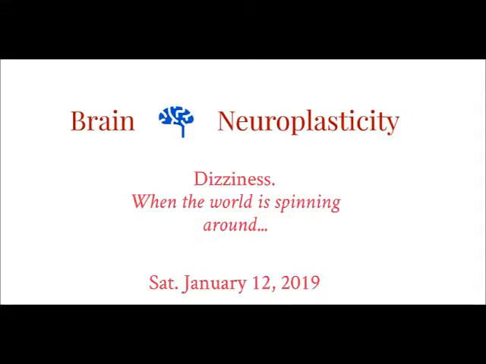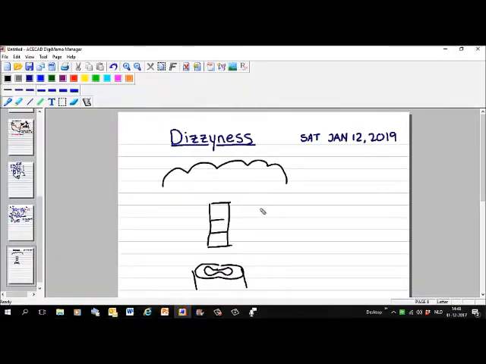Welcome to Brain and Nerve Plasticity, where we'll be doing some explanation of dizziness. When you look at dizziness, you have different areas of the brain that can be involved. You have here the cerebellar area I just drew in. Now you have here, for example, the semicircular canals. The semicircular canals are in the middle ear.